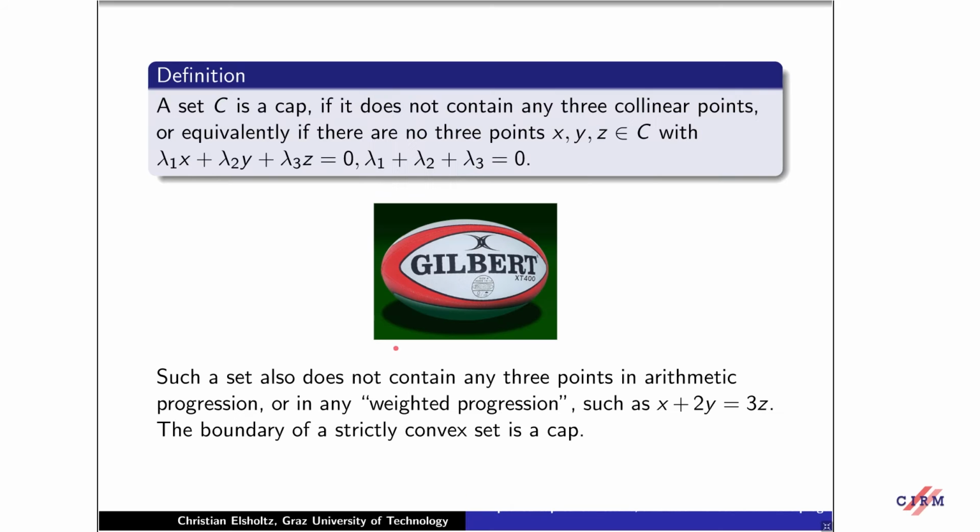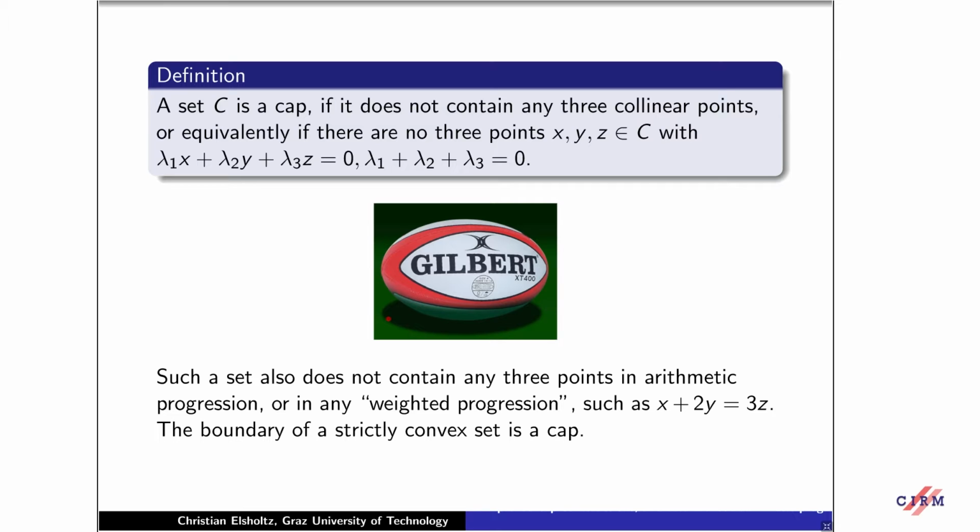If you use vocabulary like convex, that you know from convex sets, a cap is a set of points that does not contain any 3 collinear points, no 3 points on any line. And if you write this in a more algebraic way, there are no 3 points, call them x, y, and z, such that there is a linear equation lambda 1 x plus lambda 2 y plus lambda 3 z equals 0, where the sum of the coefficients lambda 1 plus lambda 2 plus lambda 3 equals 0.